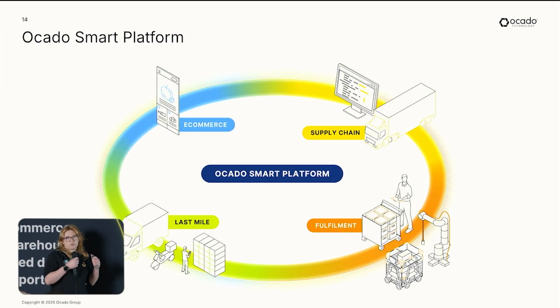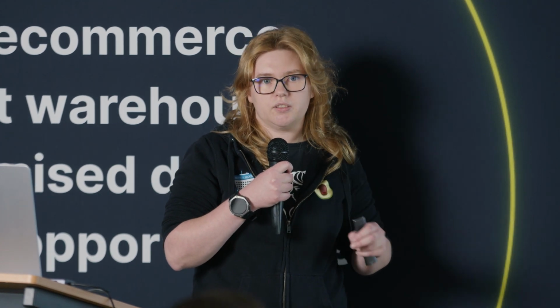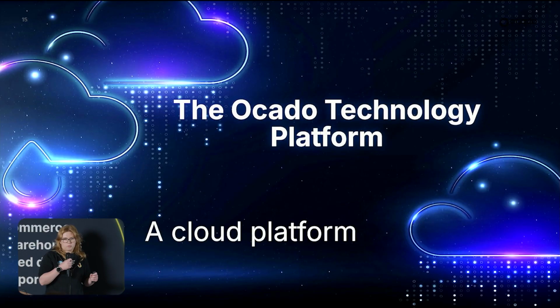So I basically talked about who we are, but I didn't tell you about our products. One of our main products is Ocado Smart Platform. It's a business product, so it contains of 4 elements: e-commerce, supply chain, fulfillment, and last mile. Okay, this is business part. And this business part contains of applications. And applications need to run somewhere. And this somewhere is a cloud platform we created. We call it Ocado Technology Platform.